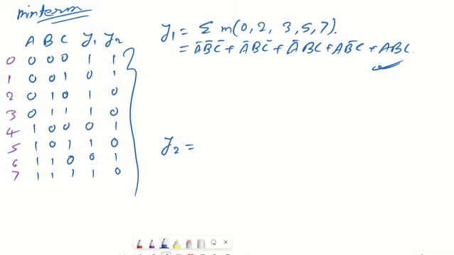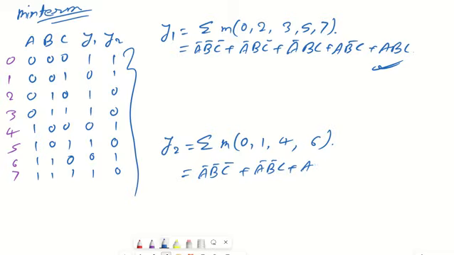Can you try it out by yourself? Let us see y2. Very quickly I can write it as the summation of min terms of 0, 1, 4 and 6. That's all. If you want to write down the expression, 0 will be a bar, b bar, c bar, plus 1 will be a bar, b bar, c, plus 4 will be a, b bar, c bar, plus 6 will be a, b, c bar. So this is the complete expression for my min term. So this is how min term representation is done.